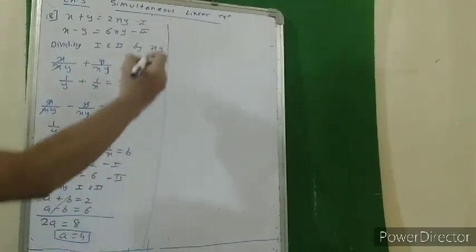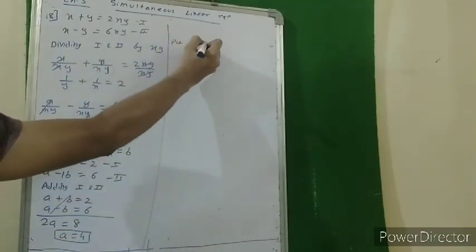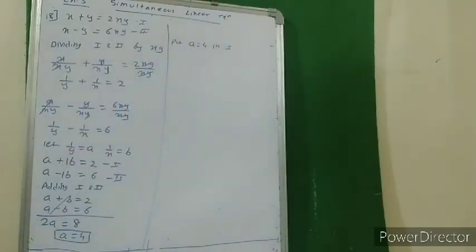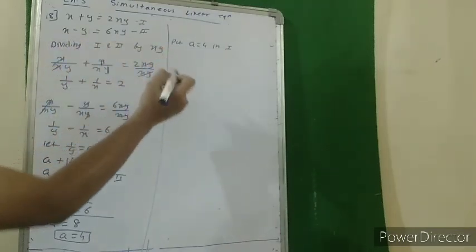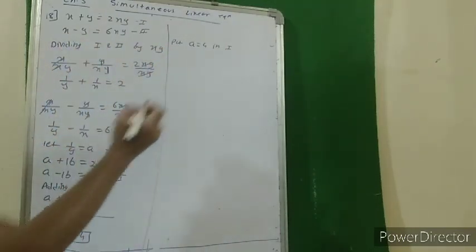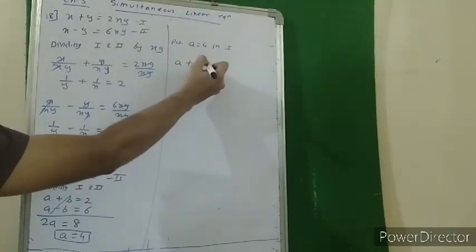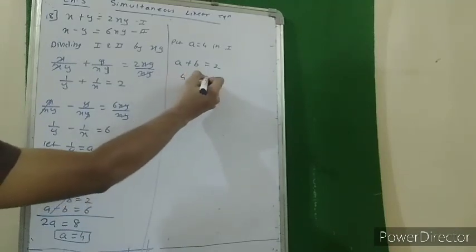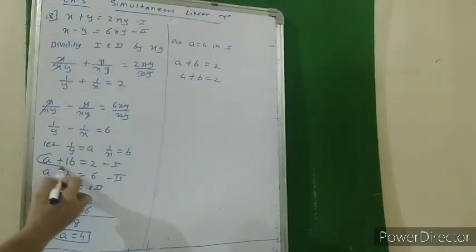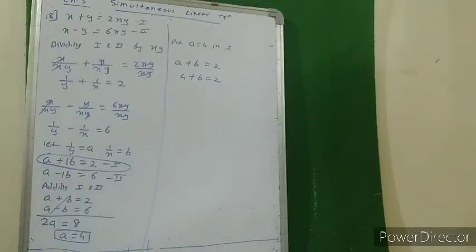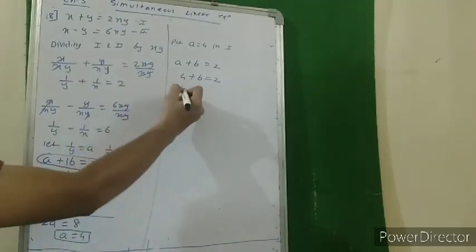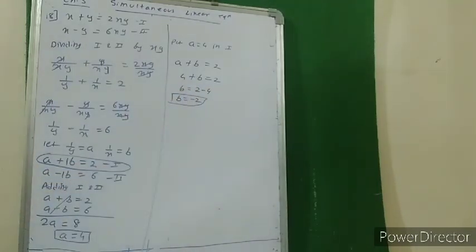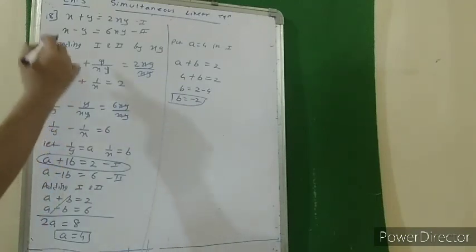So put a is equal to 4 in 1. Okay, put a is equal to 4 in 1. So what is 1? We have equation number 1 as a plus b is equal to 2. So 4 plus b is equal to 2. Okay, this is equation number 1. In place of a I substituted 4. So b is equal to 2 minus 4. b is equal to minus 2. Now this is also not the end of the question, because the question was asking x and y.